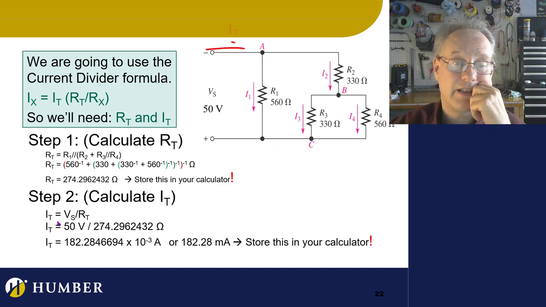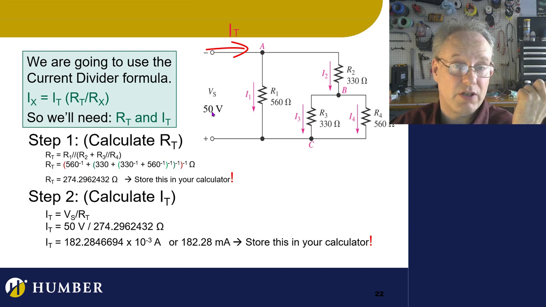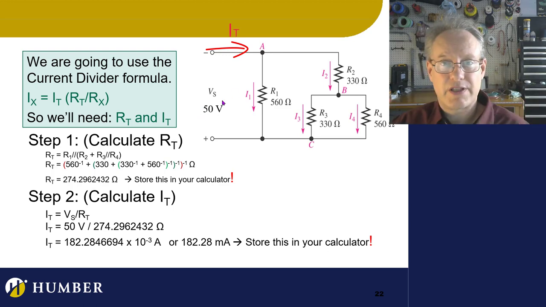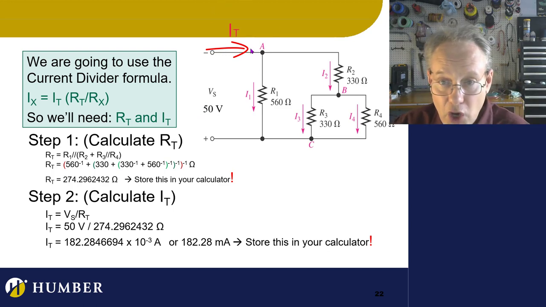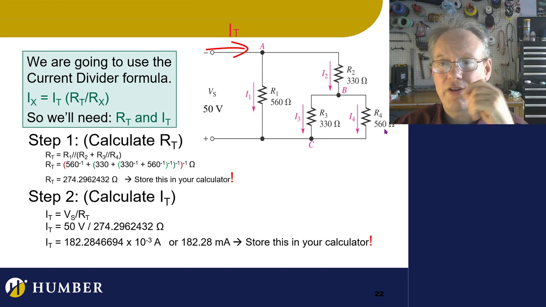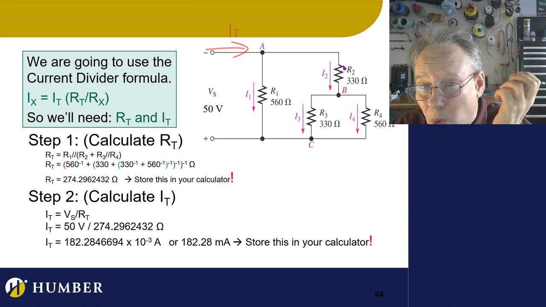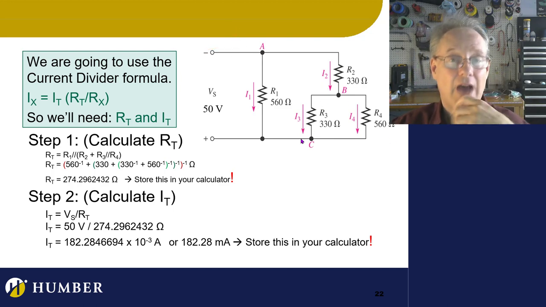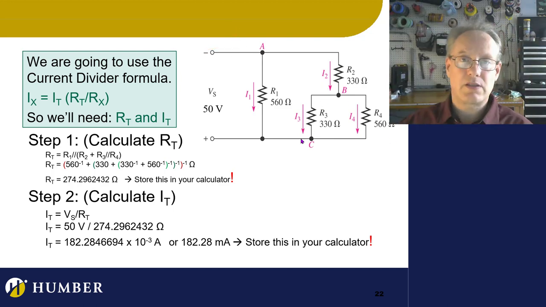Now let's take a look at IT. IT is going to be the source voltage divided by the entire resistance. And that's the total current going in there. Now we're not going to be using those values to calculate just this little portion of the circuit. Does that make sense? I've just calculated the entire resistance and the total current.